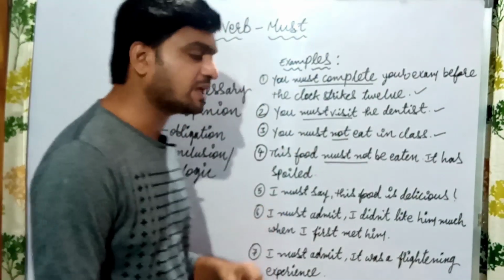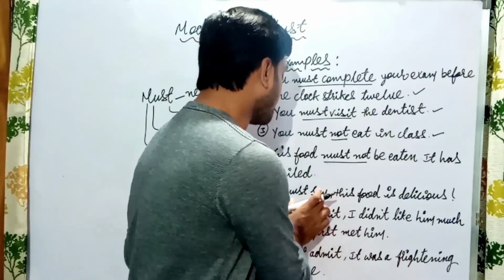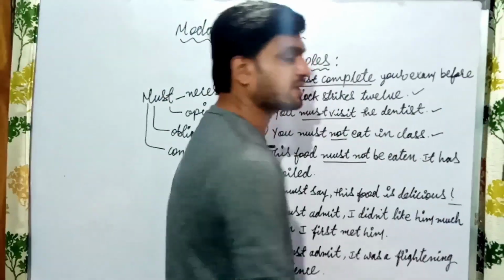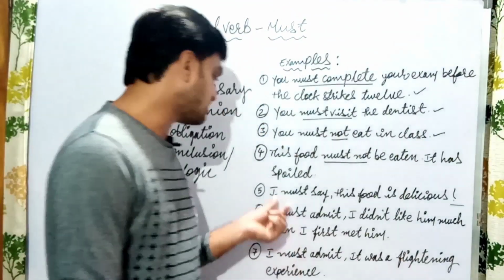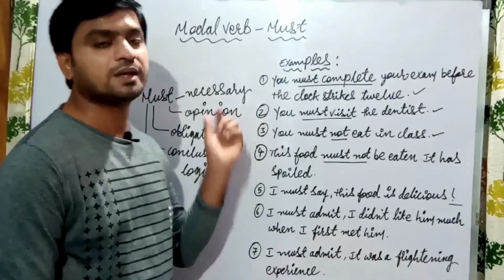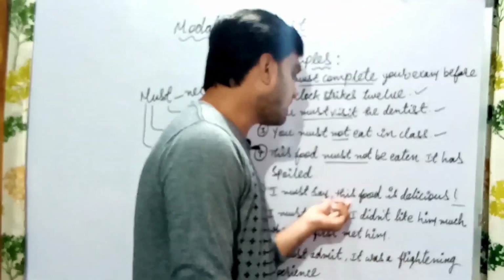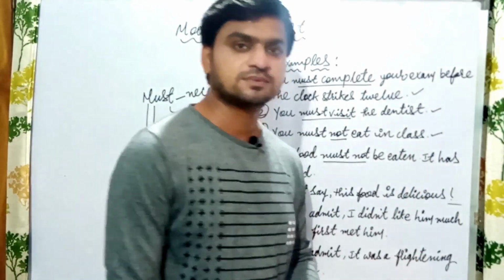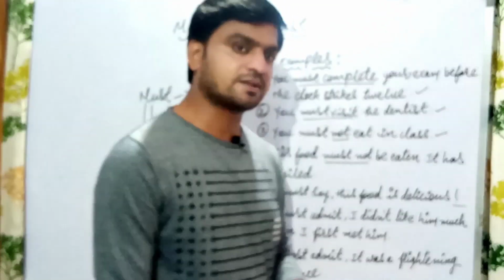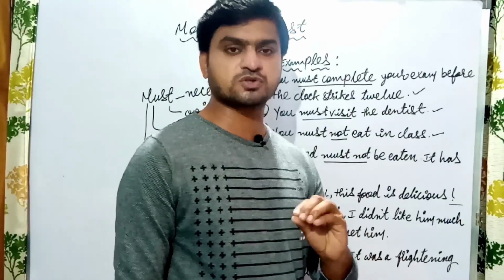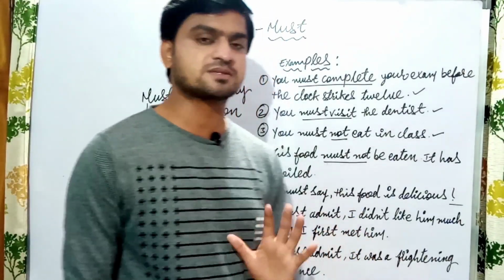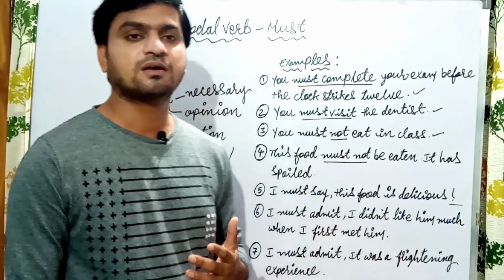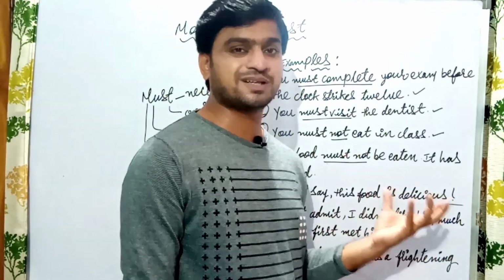So if you see in the fifth example, I am saying, this food is delicious. I kept an exclamatory mark. So here, this fifth example comes under what? Opinion. And I am having an opinion beyond my expectations. Suppose I went to a restaurant and I never expected that the food in that restaurant would be very good, very delicious, very tasty. But suddenly, after eating that food, I felt very happy.